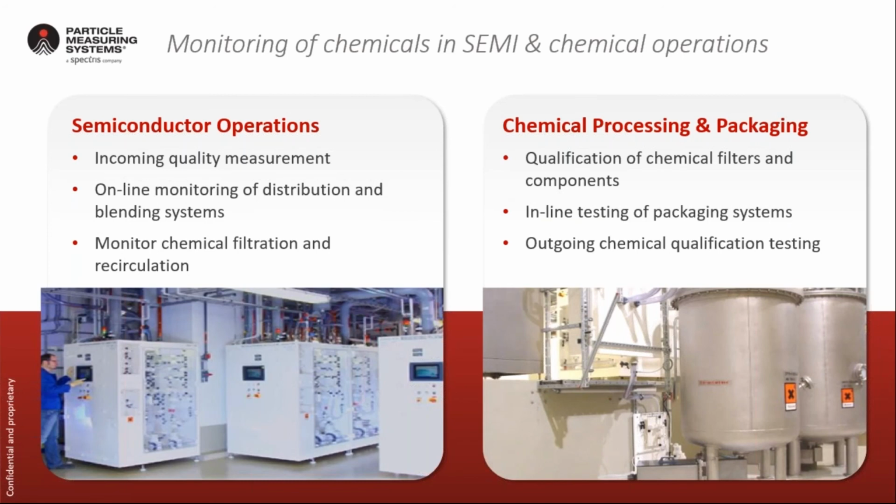Just to go over again, we were talking a little bit about semiconductor operations and chemical process packaging, the different places where you can be monitoring there. So there'd be incoming quality measurements and online monitoring of the distribution and blending systems. You can monitor the chemical filtration and recirculation. In the process and packaging, you can qualify the chemical filters and the components, but importantly, you can do inline testing of the packaging system as well as outgoing chemical qualification testing. So these are the things that David has covered in good detail with some examples.